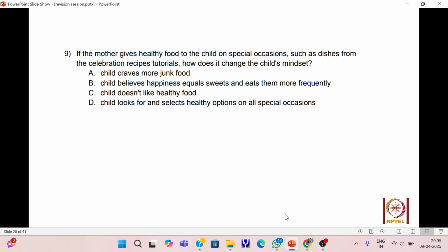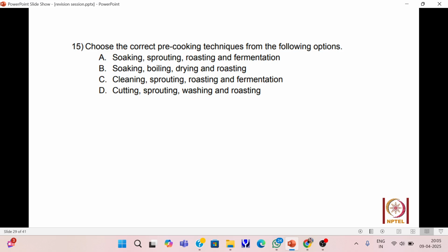Let's see. The correct answer is D. Child looks for and selects healthy options on all special occasions. Choose the correct pre-cooking techniques for the following options: soaking, sprouting, roasting, fermentation; soaking, boiling, drying and roasting; cleaning, sprouting, roasting and fermentation; cutting, sprouting, washing and roasting.